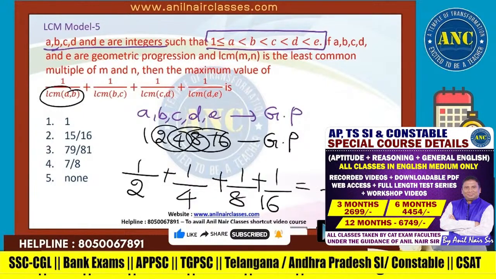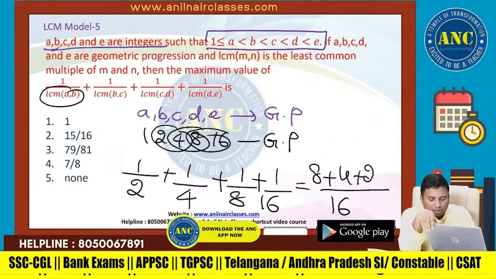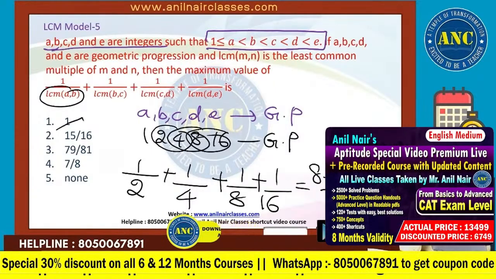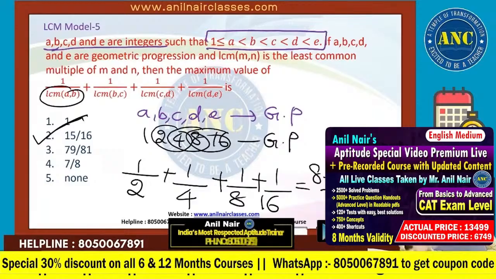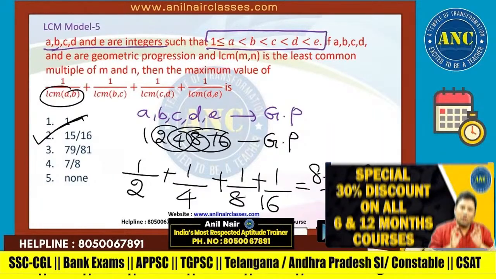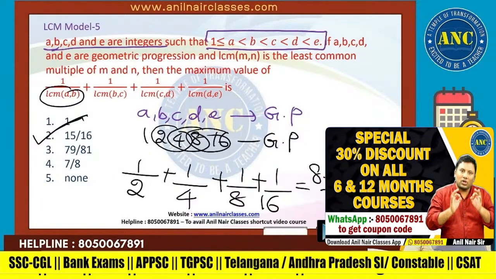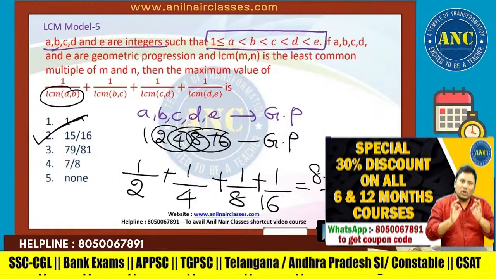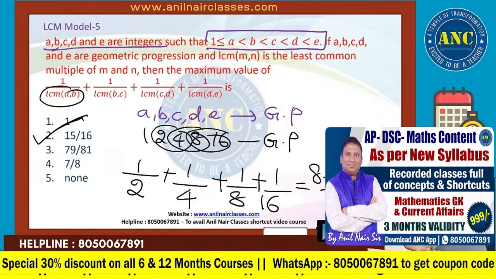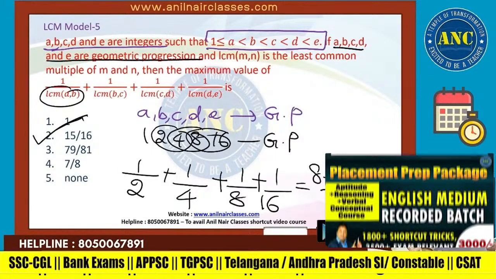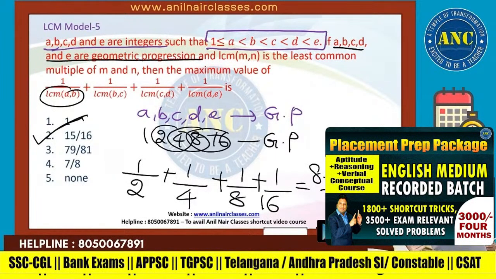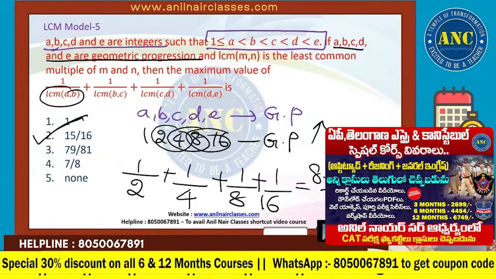2, 4, 8, 16. So if I take 16, 8 plus 4 plus 2 plus 1, the answer is 15 by 16. The hint is A, B, C, D are in geometric progression. If they are in geometric progression, take some values which will satisfy the question.